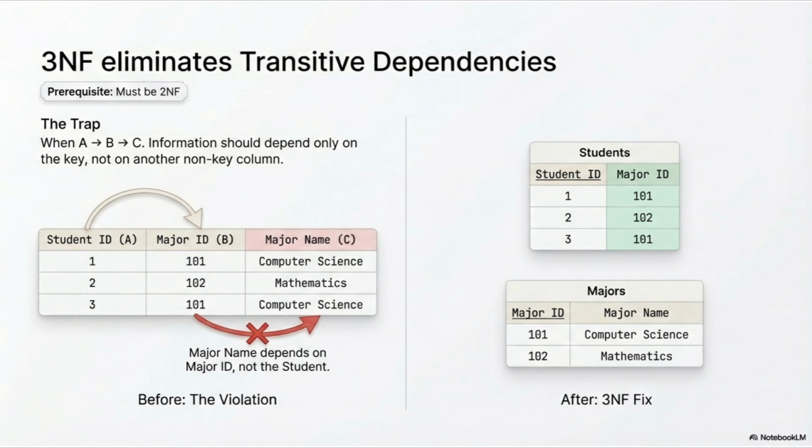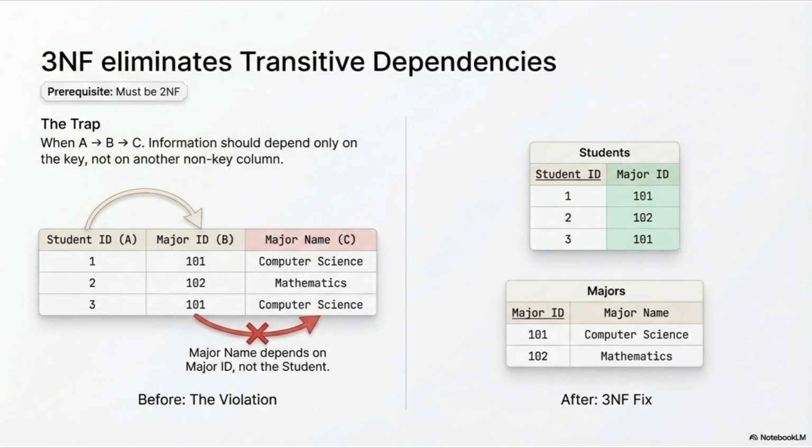Exactly. The name of the major is strictly tied to the ID of the major, but major ID is tied to the student. So the name is piggybacking on the student ID through the major ID. That's the transitive link. It's a friend of a friend situation. Major name doesn't really belong in the student's table. It's just crashing the party because it knows the major ID. That is transitive dependency. And the problem, again, is redundancy. If you have 1,000 computer science students, you are storing the words computer science 1,000 times in the student table.